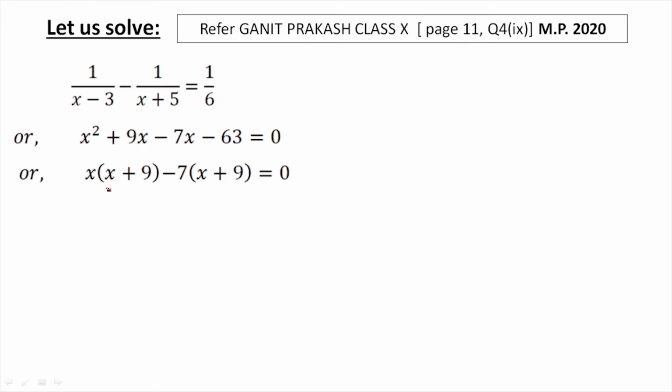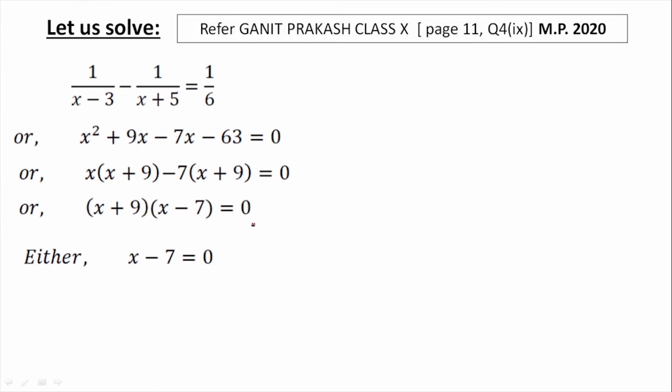Now here we see that x plus 9 is again common. So if we take out x plus 9 common, what is the term remaining? We get x minus 7. So now we can do either or, because it is equal to 0.